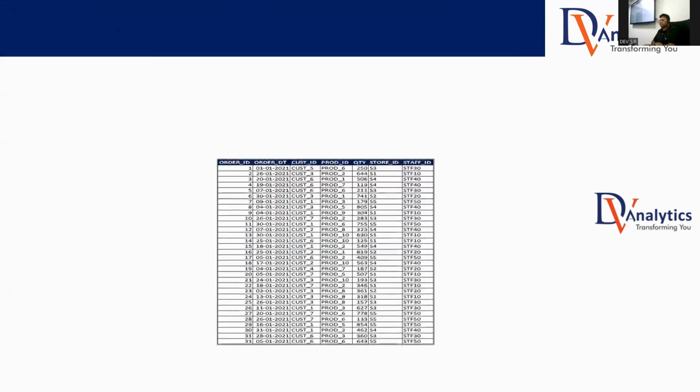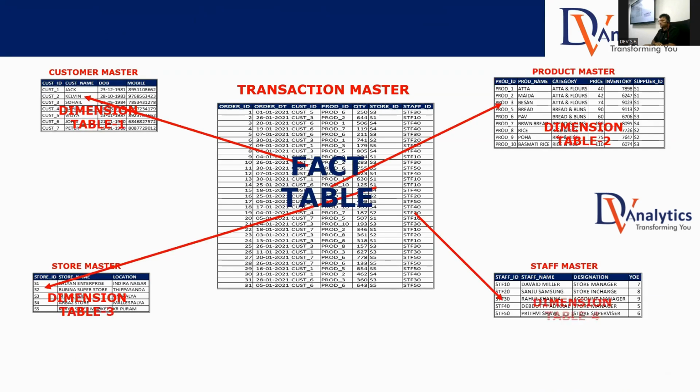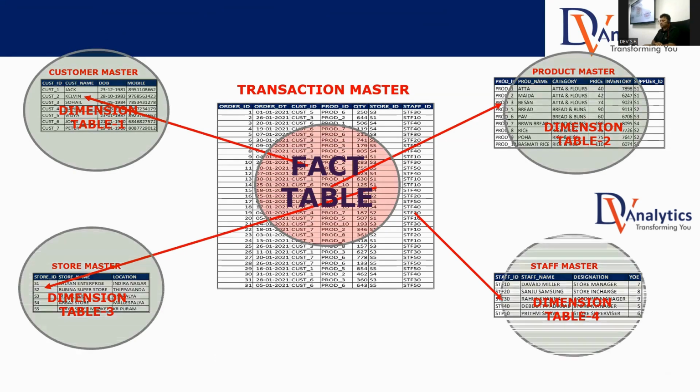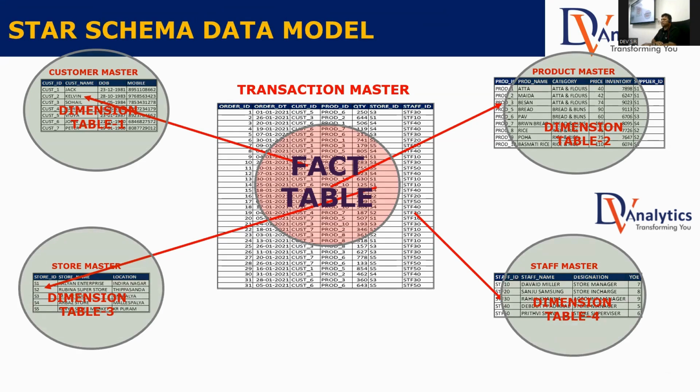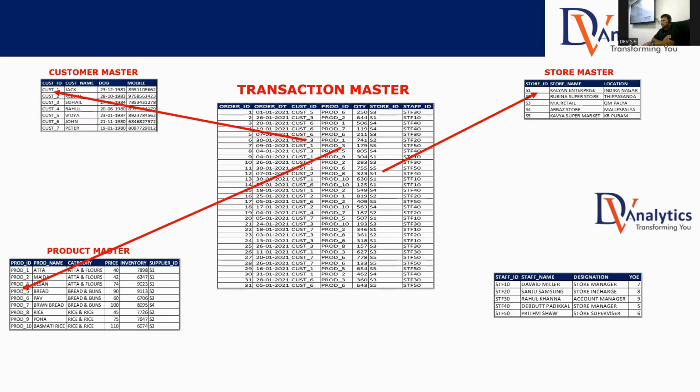So ultimately, what is happening here? Across your fact table, if you look at your dimension tables given here, we make a relationship. All the dimension tables are directly connected to the fact table. Such a data model is called a star schema data model. Clear now?